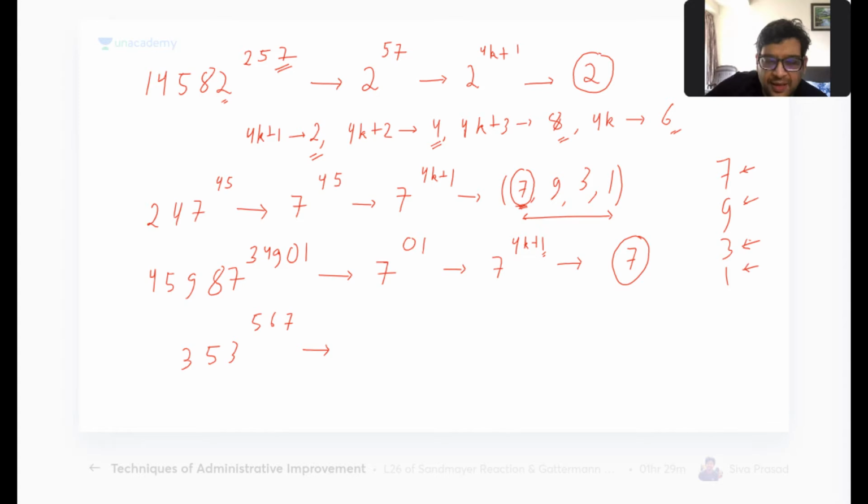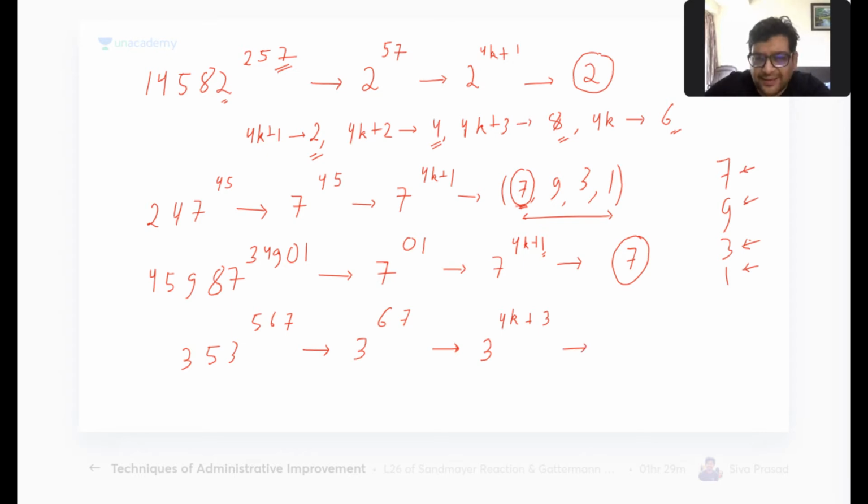Now, in this case, in the base, what matters? Only the last digit. In the power, what matters? The last two digits. So they are 67, which means 3 to the power of 67. Now I need to write this as 3 to the power of 4k plus something. So divide 67 by 4. 64 is divisible, so a multiple of 4 is 64. 64 plus 3. So this is 4k plus 3.